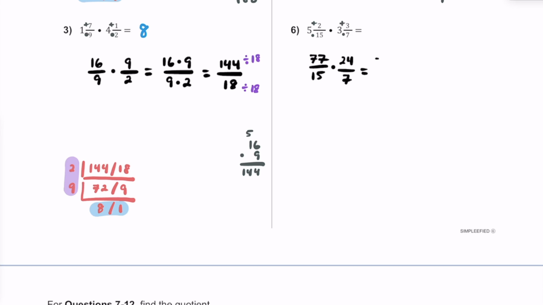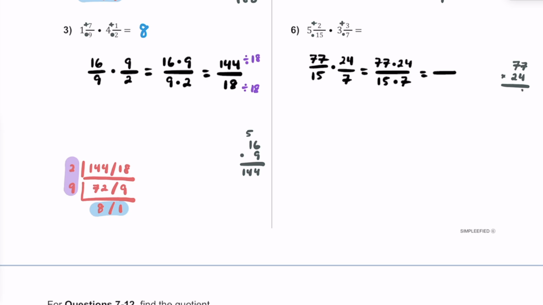All right, so we're going to have to find the product here of the numerator, so 77 multiplied by 24, and find the product of the denominator, so it's going to be 15 multiplied by 7. All right, so we're going to need to do some multiplication here. So for the top, it's going to be 77 by 24, right? So let's see, 77 multiplied by 24. It's going to be pretty big here.